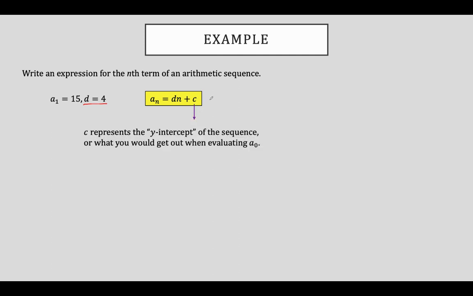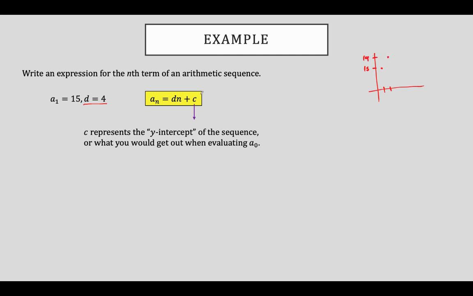Now remember, c represents the y-intercept of the sequence, or what you would get out when evaluating a subscript 0. I want you to think about this graphically here. Here we are told that the first term is 15. This means when I plug in 1, I have to get out 15. So I would have the ordered pair (1, 15). And because we have a common difference of 4, that means every time I go 1 unit to the right, I have to go up 4 units. So my next ordered pair would be at (2, 19).